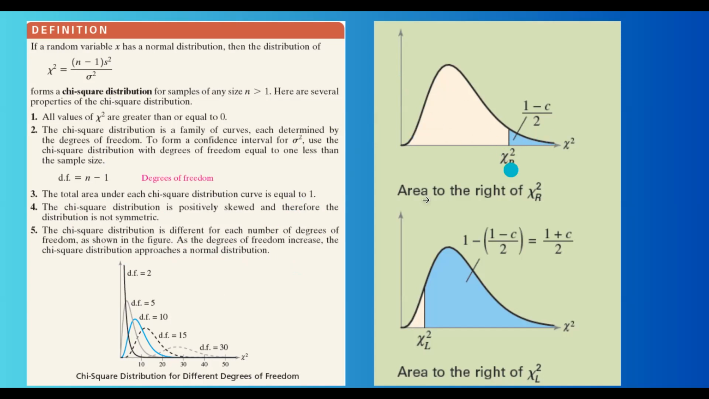And here, if you're looking at the area to the right-hand side of chi-squared, this is your critical value. The area is (1 minus c) divided by 2. C, as you remember, is the level of confidence. And the area to the right side of the left critical value is (1 plus c) divided by 2.